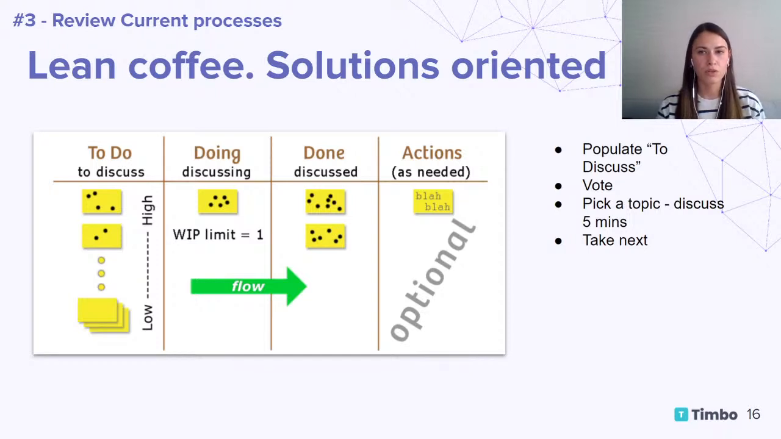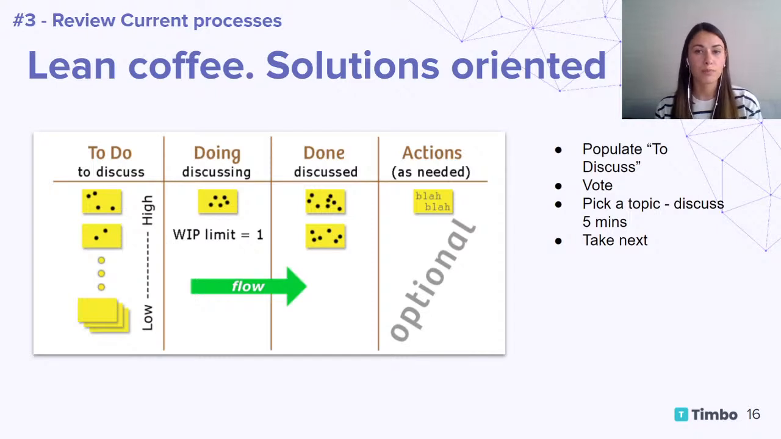Then everyone is going to vote. You can choose the dot voting technique and give everyone 3 or 5 points to vote. They can vote for the sticky notes that they feel need to be discussed today. Then you arrange them by the number of votes. And this way you will have a pool of those topics that you need to discuss.